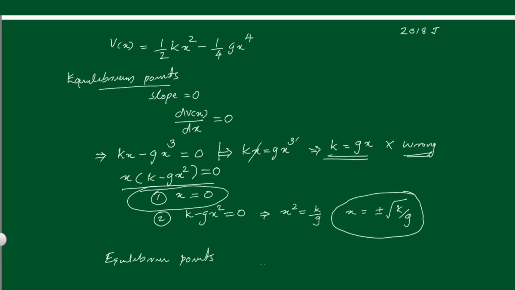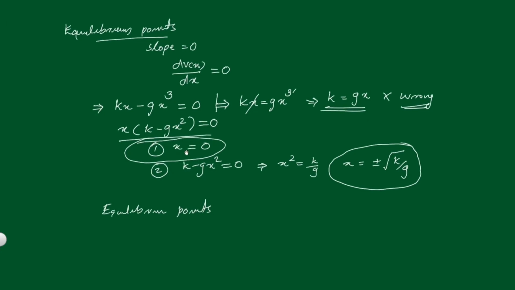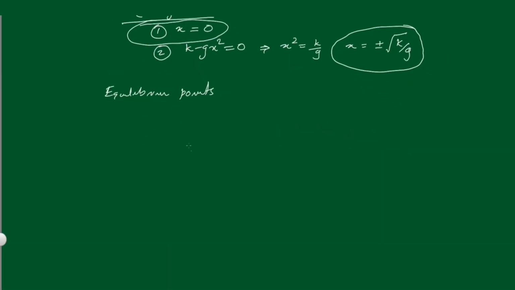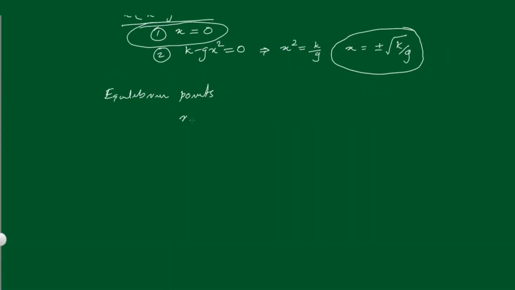And the equilibrium points are x equal to 0 and x equal to plus or minus root k by g. Now we want to find out which one is a stable equilibrium point and which one is an unstable equilibrium point. So we are going to do stability analysis.